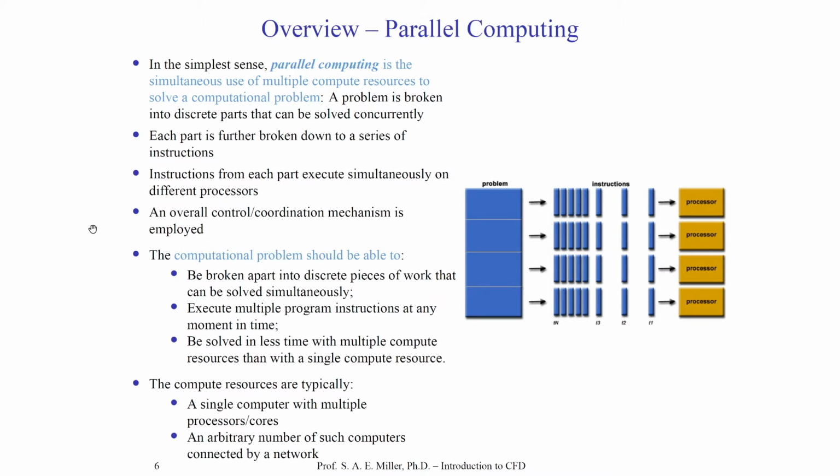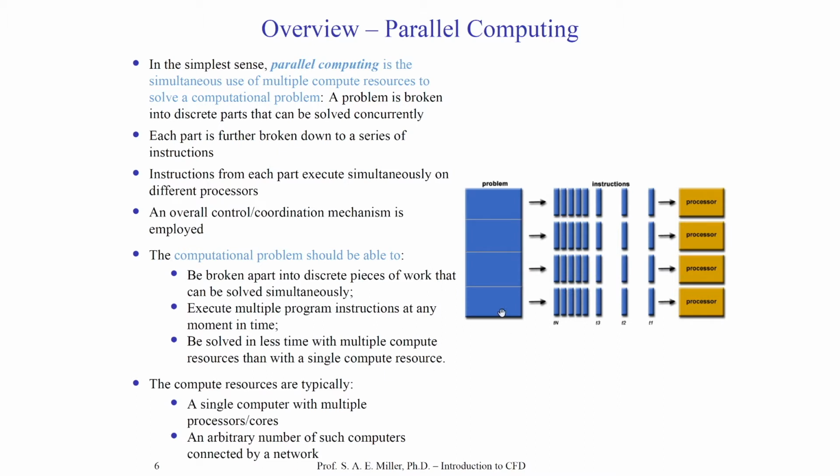You'll see that this is not always the case, and a user and programmer of a CFD code will have to be careful on how this is done. Now, the computing resources will typically be either a single processor with multiple cores, or perhaps many processors with many cores, or a network of computers. We'll look at these architectures in a few minutes.